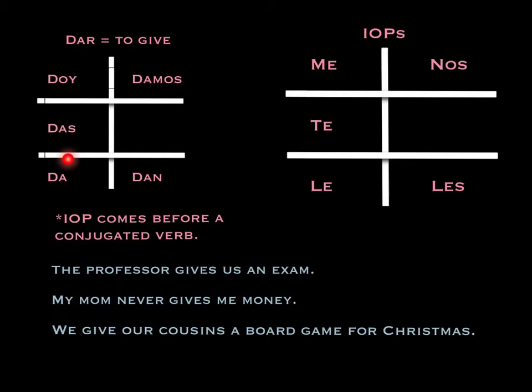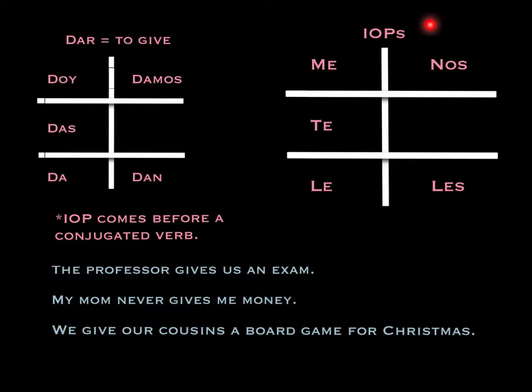The second question you need to ask yourself is, to whom or for whom is he giving something? Now our direct object, the thing being given, is an exam. To whom or for whom is the exam? And you can see here that that would be us. The exam is for us, or it is being given to us. So we go over here and we know that nos would be used for us. So we would read this as the professor gives us an exam. He gives the exam to us. So we would use this indirect object pronoun.